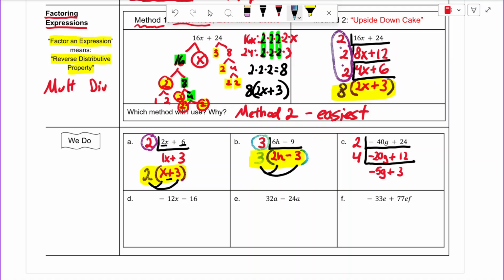There is not. So I put parentheses around it, and then I multiply these numbers over here. 2 times 4 is 8. And this is my answer. How do I know? 8 times negative 5g is negative 40g, and 8 times 3 is 24.